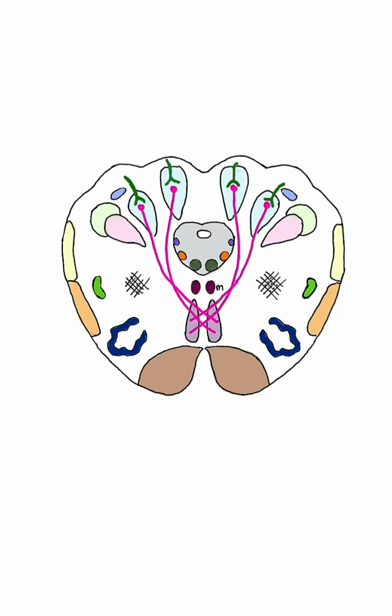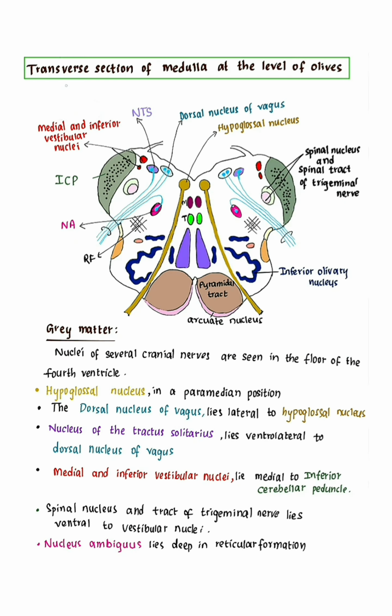Gray matter: nucleus gracilis, nucleus cuneatus, accessory cuneate nucleus, nucleus of spinal tract of trigeminal nerve, and central gray matter consisting of nucleus tractus solitarius, dorsal nucleus of vagus, hypoglossal nucleus, and inferior olivary nucleus. White matter: internal arcuate fibers, medial longitudinal bundle, medial lemniscus, pyramids, reticular formation, spinocerebellar tracts, and lateral spinothalamic tract in the lateral white column. Now let's see the transverse section of medulla at the level of olives.